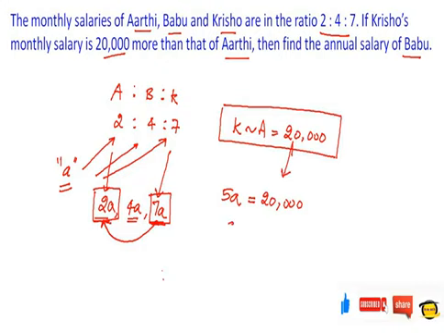So what is going to be the common multiplication factor A? Divide by 5 on both these sides. So A will be equivalent to 4,000. Right? Now what is the question? Find out the annual salary of Babu.